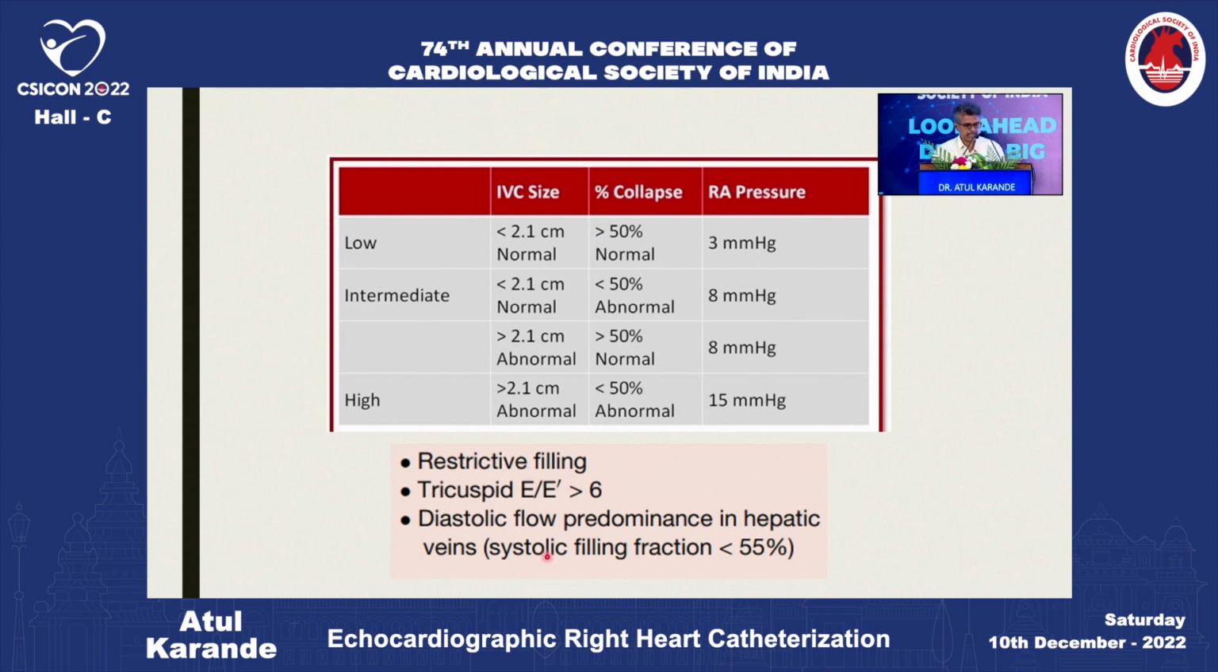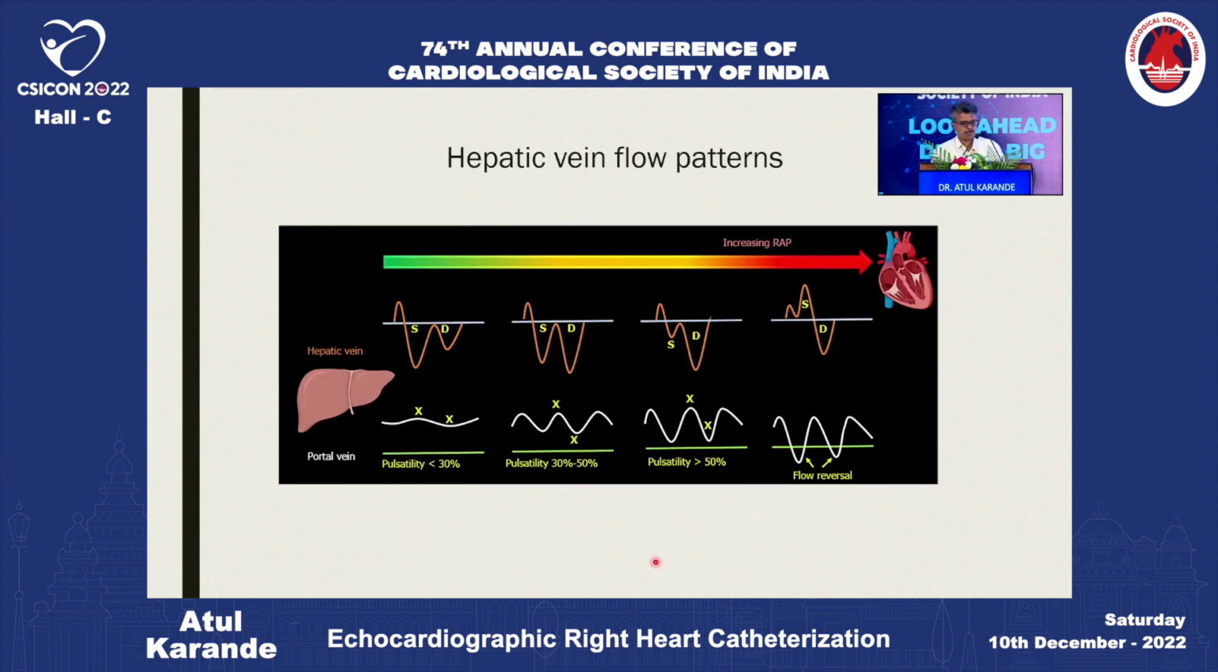These are the additional parameters. Diastolic flow prominence in hepatic veins indicates that the RA pressure is high. Normally, we have a systolic dominance in the hepatic venous flow, but diastolic dominance with a systolic filling fraction less than 55% indicates that the RA pressure is high.